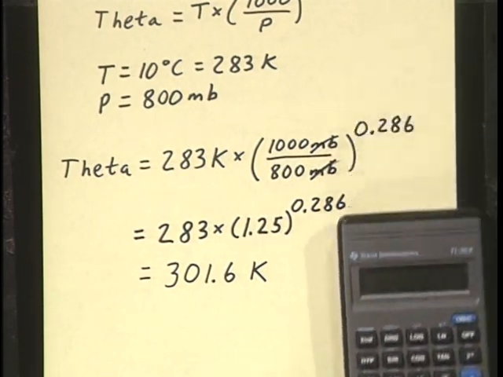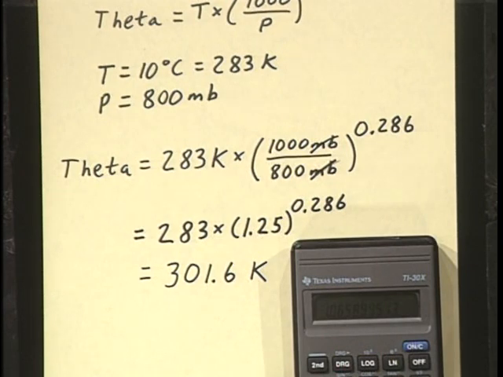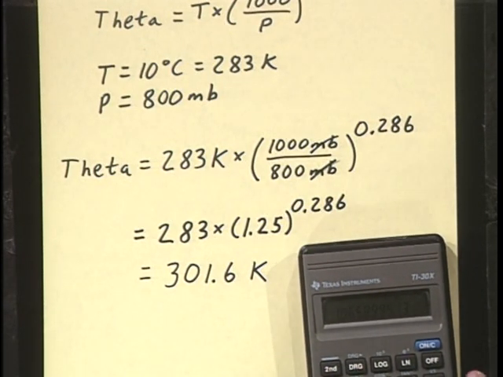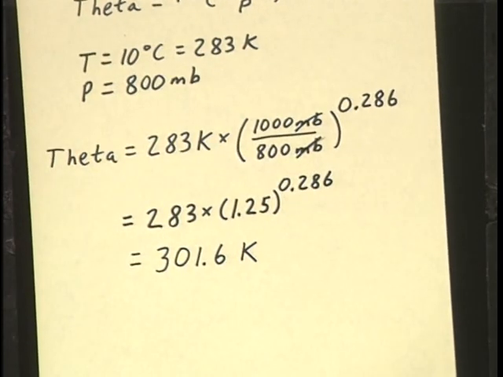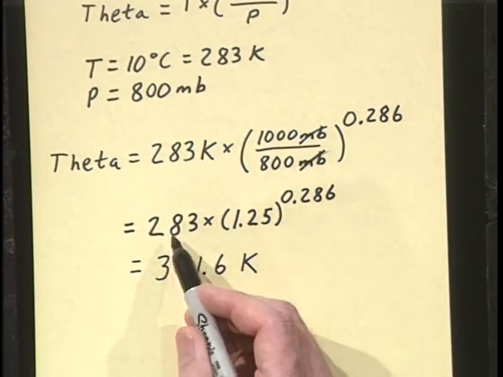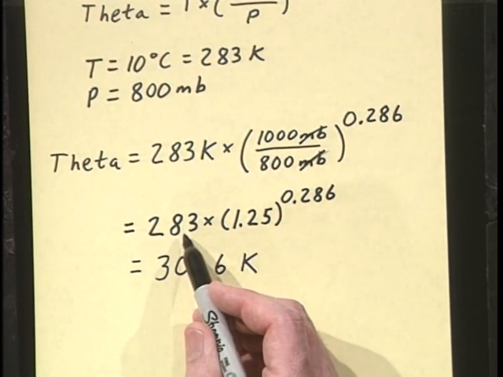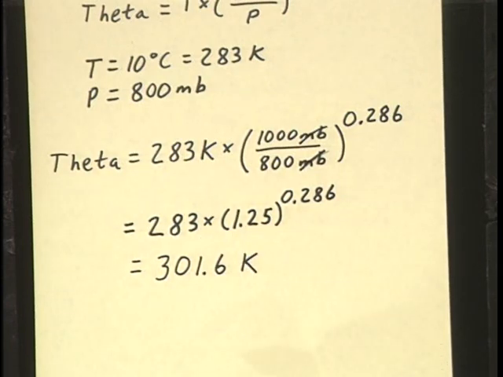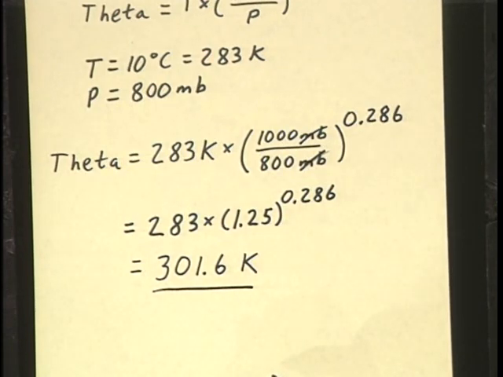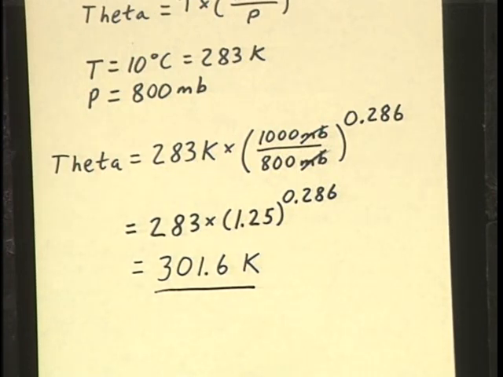So you're going to get a number that's a little bit bigger than 1. It's going to be about 1.065 with some more digits after that. So if you get a number that's a little bit bigger than 1, then you've done it right on your scientific calculator. And then you take this value that you just calculated and multiply that by our 283 degree temperature. And once that is multiplied out, we have a temperature of 301.6 Kelvin. And potential temperature, when you have the final answer, it's always written in units of Kelvin.